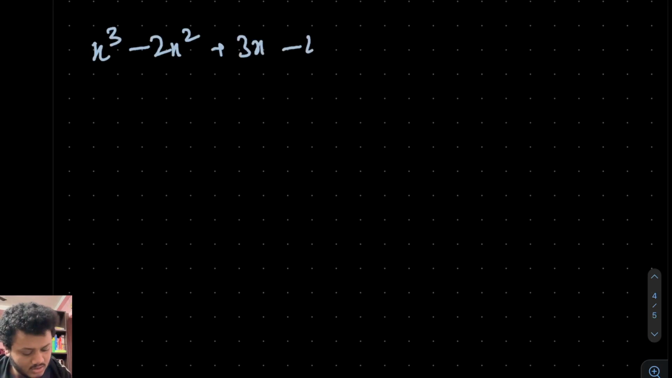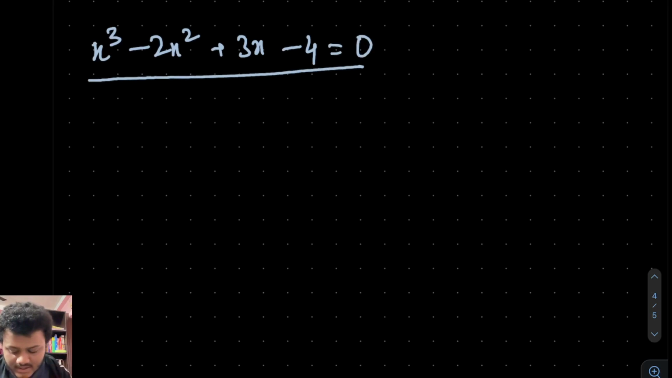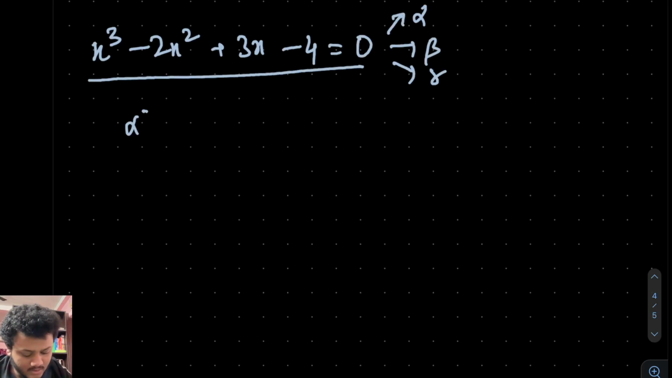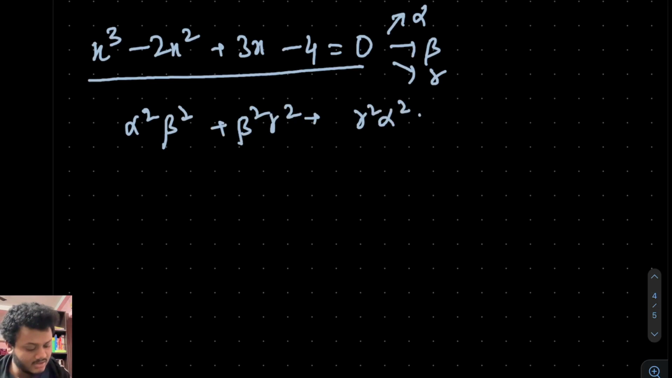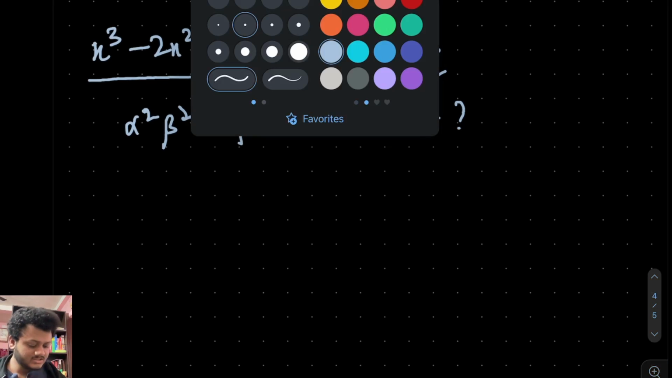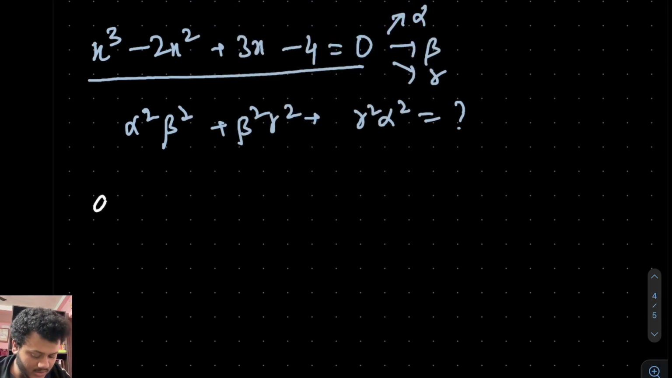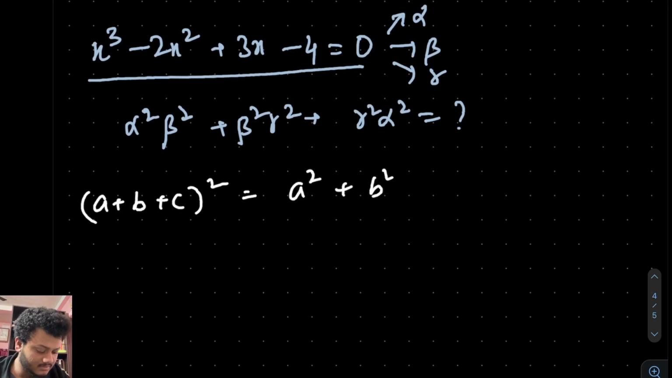Now we have another question, that is x cube minus 2x squared plus 3x minus 4 is 0. This has three roots, alpha, beta, gamma. We are required to find alpha square beta square plus beta square gamma square plus gamma square alpha squared. What is the value? Now this is also a little application of the formula that a plus b plus c whole square gives a square plus b square plus c square plus 2 into ab plus bc plus ca.